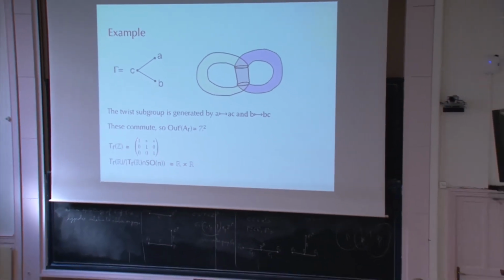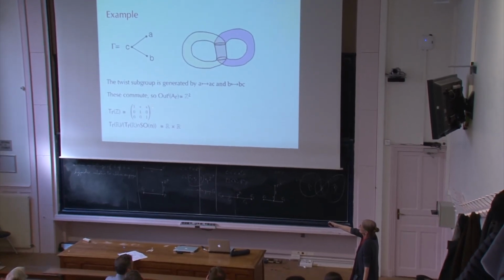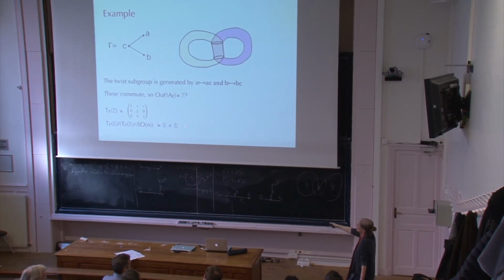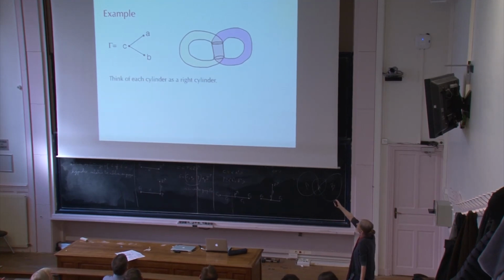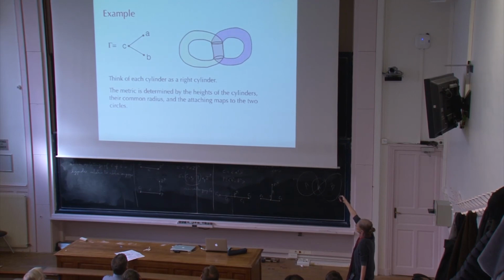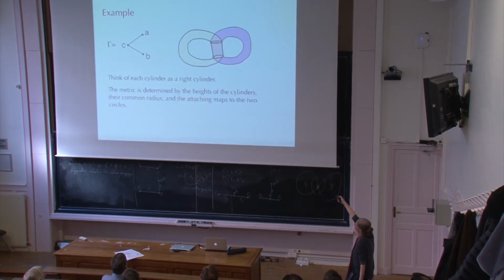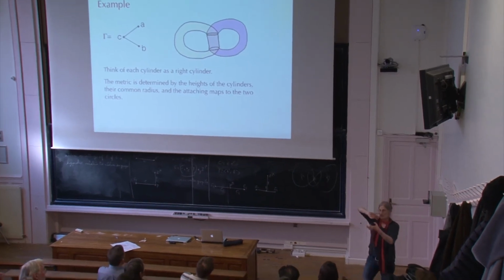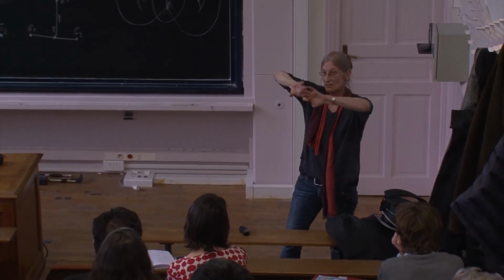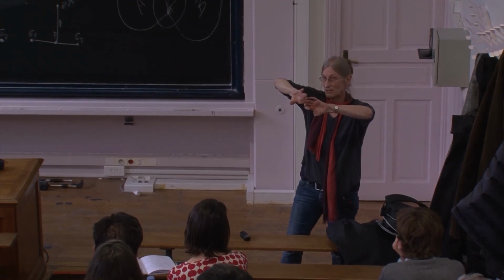This subgroup is isomorphic to R squared. And so I claim that the set of possible metrics I'm allowed to put on this thing is R cross R. How do I see this R cross R? Well, think of each of those as a right circular cylinder. The metric is determined by the heights of the cylinders, their common radius, and the attaching maps to the two circles. The attaching maps you parameterize by how much they twist when they attach. There's a whole real line's worth of twists for each of two cylinders, and that completely determines the flat metrics on this thing.